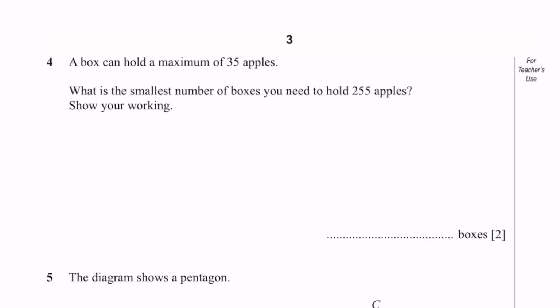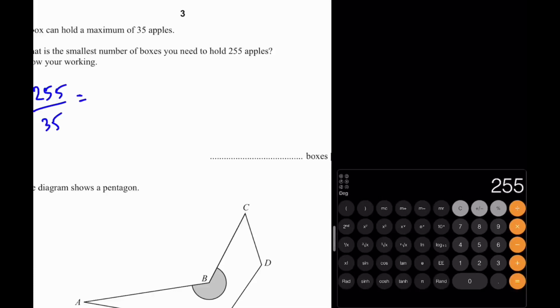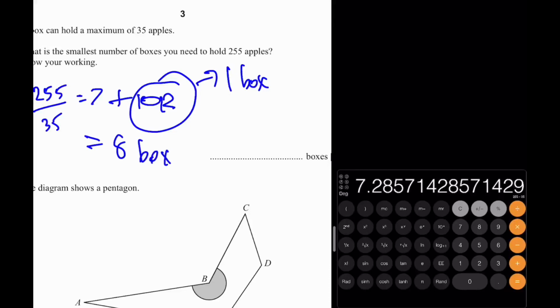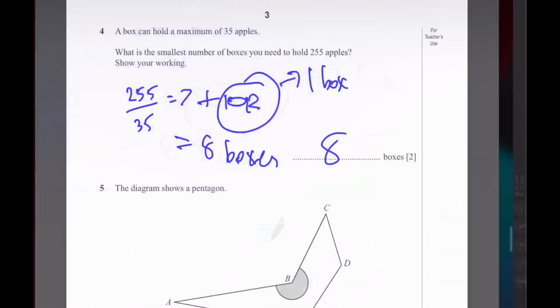Question 4. A box can hold a maximum of 35 apples. What's the smallest number of boxes you need to hold 255 apples? Show your working. So to do this, we need to divide 255 by 35. Now let's get a calculator out. 255 divided by 35 is this. Ignore the decimal part, so we have 7 boxes plus, in reality, a 10 remainder. And this one needs to be done in one more box extra. And that's equal to 8 boxes. So that's the answer.